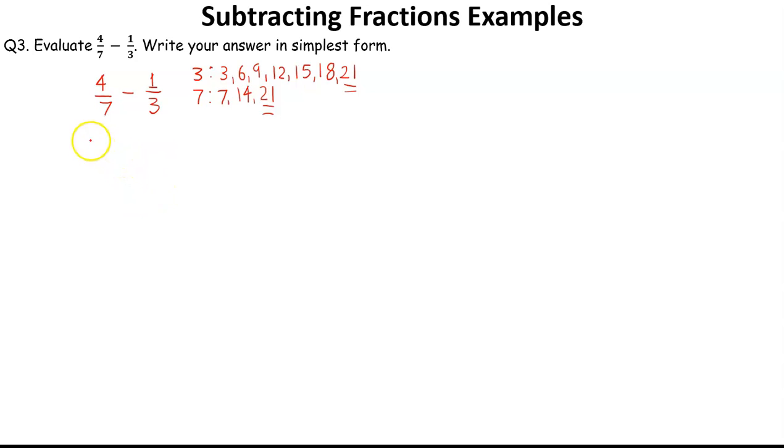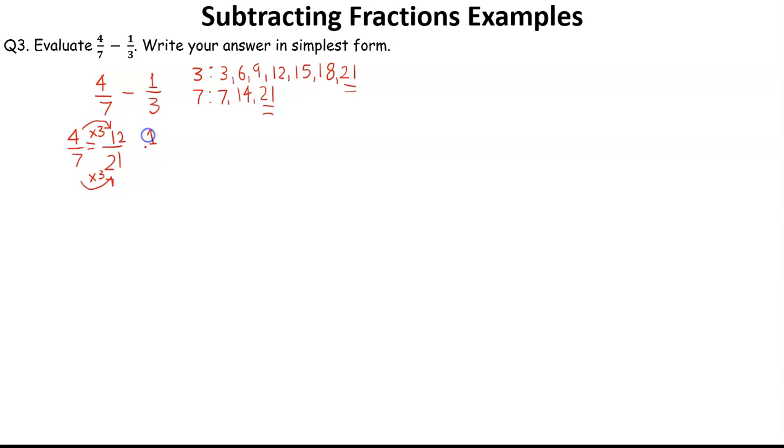So now I need to convert my fractions. I need to make them equivalent so that they have the same denominator. So I'm going to have 4/7. I know my denominator needs to be 21 because that's my lowest common multiple, which is now going to become my lowest common denominator. What do I do to 7 to make it into 21? I need to multiply it by 3. What do I do with 4? If I've multiplied my denominator by 3, I must multiply my numerator by 3. So this becomes 12.